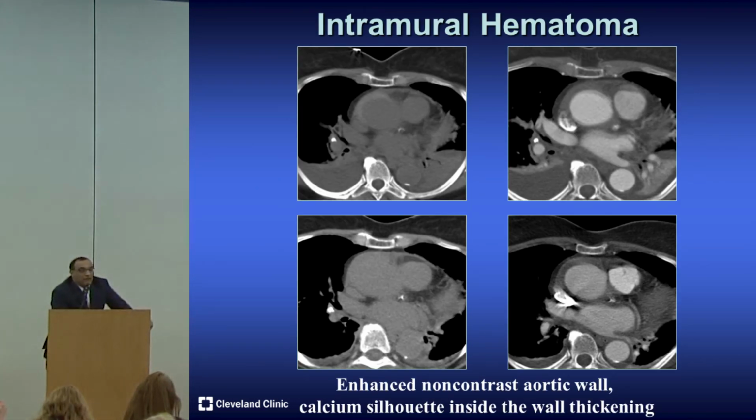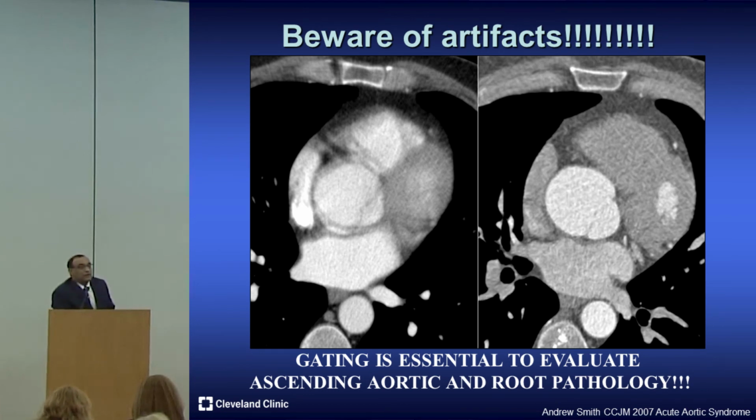Sometimes you may not have an obvious dissection. You have a tear that just has blood in the wall. But the implications are very similar to as if you had a dissection. It's called an intramural hematoma. CT is excellent for detecting all this. But you can still screw it up.